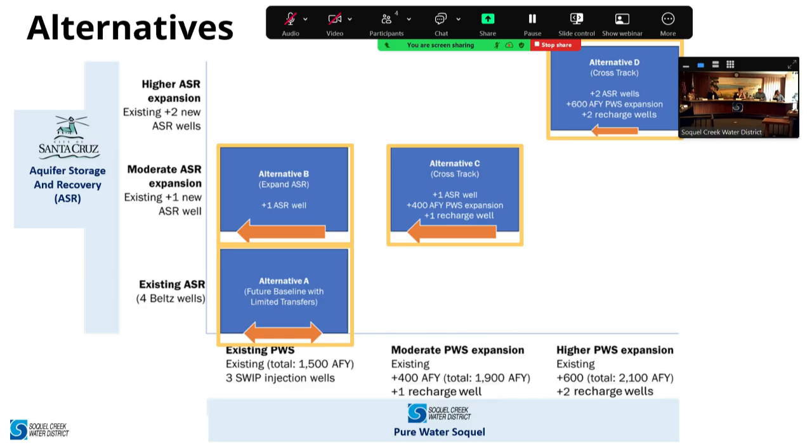Yeah, that's a good point, Melanie. Alternative A was the only one that included transfers to the district from the city. And based on the modeling, that would be a very limited amount.